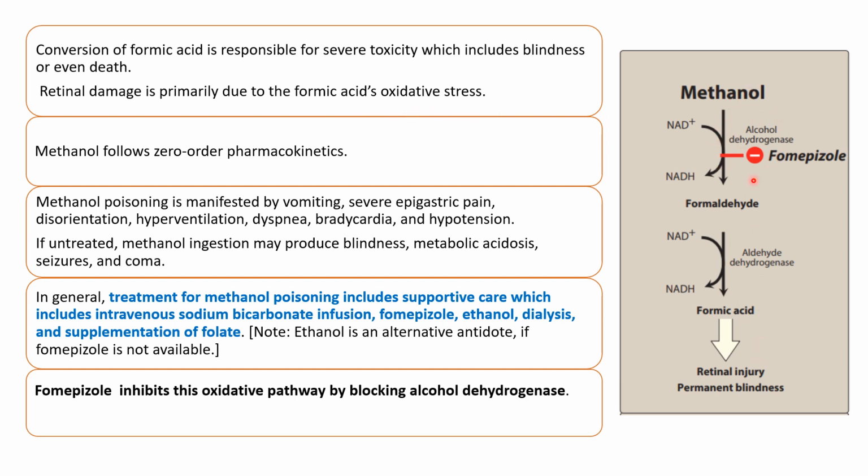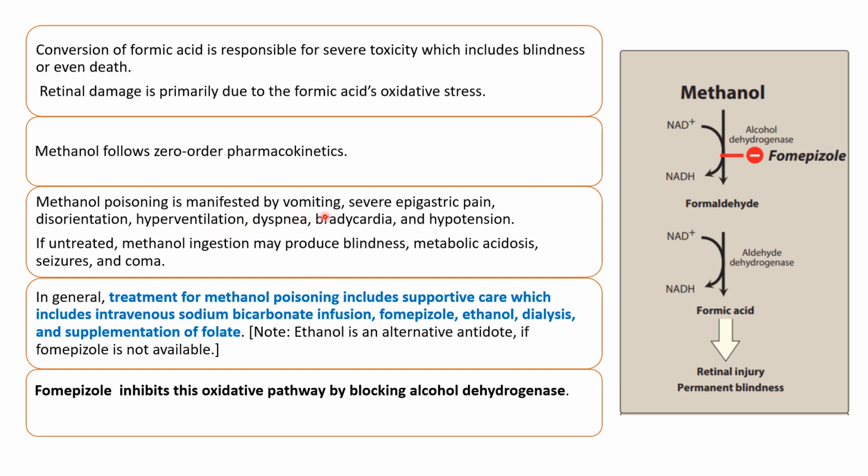Methanol, by the action of alcohol dehydrogenase, gets converted to formaldehyde. And this formaldehyde, by the action of aldehyde dehydrogenase, gets converted to formic acid. This formic acid is responsible for causing retinal injury and permanent blindness. Methanol follows zero order pharmacokinetics, which means it is a dangerous drug.